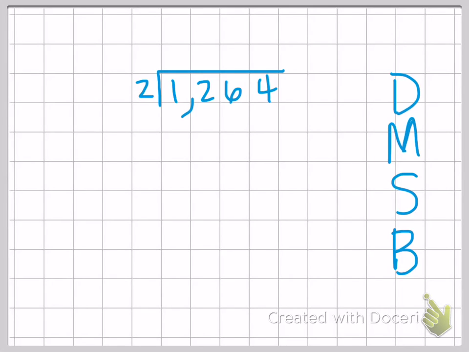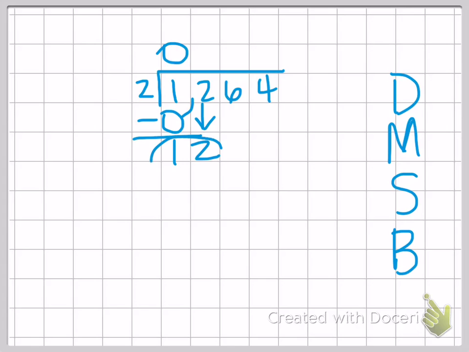Okay, I'm going to show this problem to you 2 ways. First, I'm going to show you using it digit by digit. First, I divide 1 divided by 2. There are no 2's in 1, so I'm going to place a 0. Multiply 0 times 2, which is 0. Now I subtract. 1 minus 0 is 1. Then I bring down my 2.